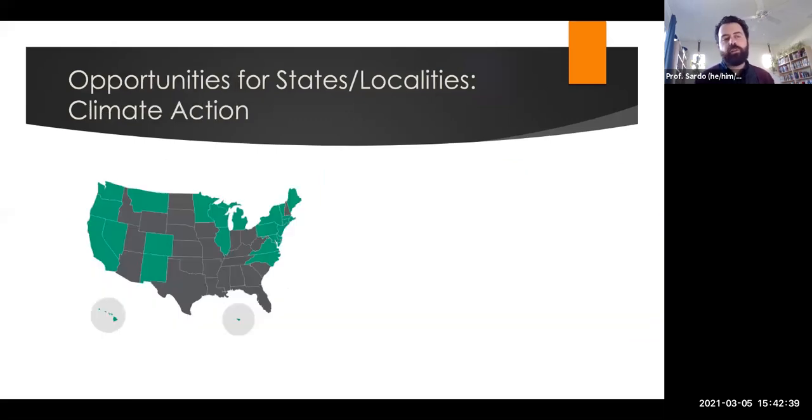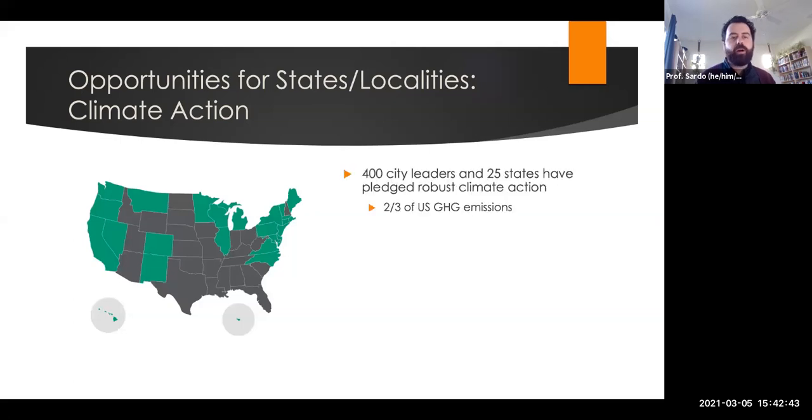But on the other side, states and localities also have more opportunities for political action. Despite the relative inaction from the federal government and the withdrawal from the Paris Climate Accord by the Trump administration, more than 400 city leaders have joined the Climate Mayors Association, and 25 states and territories have joined the U.S. Climate Alliance. Both groups have vowed to uphold the country's Paris Pledge, regardless of what the federal government does. This accounts for about two-thirds of all U.S. greenhouse gas emissions in total, suggesting that state and local action can be really significant.